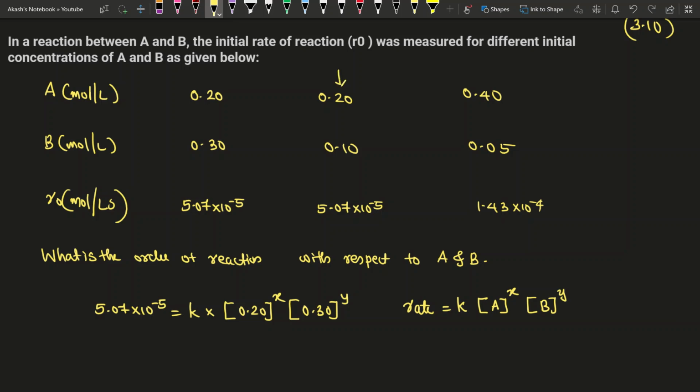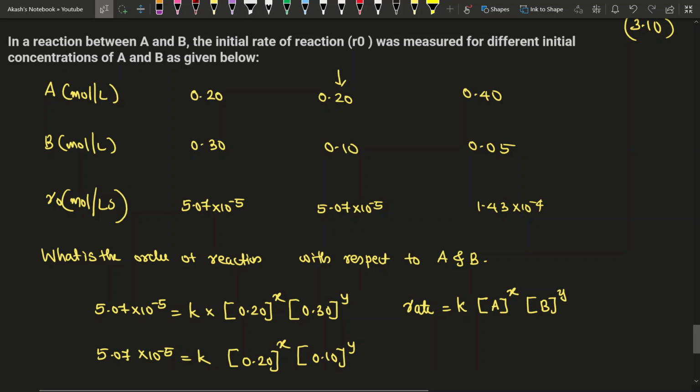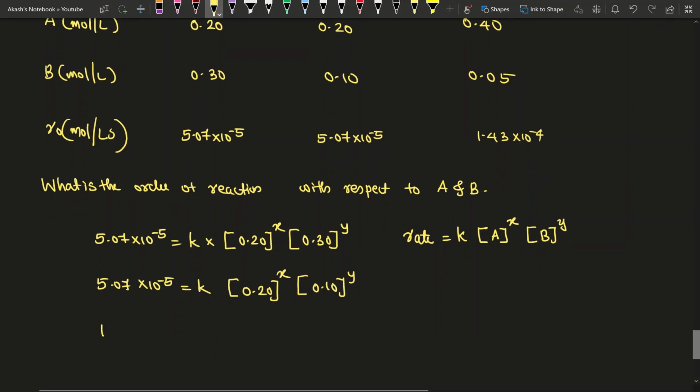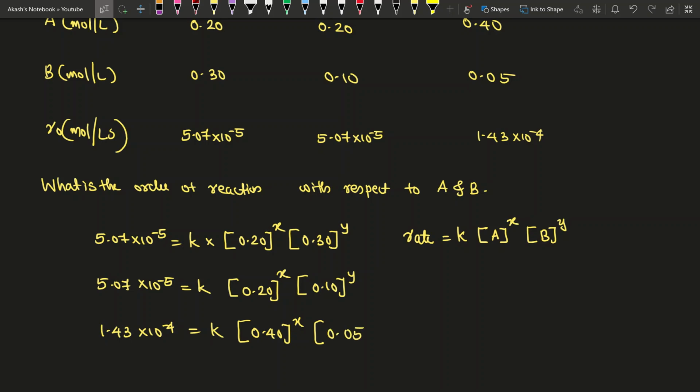In the same way, taking the second condition, when the concentration of A is 0.20 and the concentration of B is 0.10, we can write 5.07 into 10 raised to minus 5 equals k into 0.20 raised to the power of x into 0.10 raised to the power of y. By using the third condition, you can write 1.43 into 10 raised to minus 4 equals k into 0.40 raised to the power of x into 0.05 raised to the power of y.